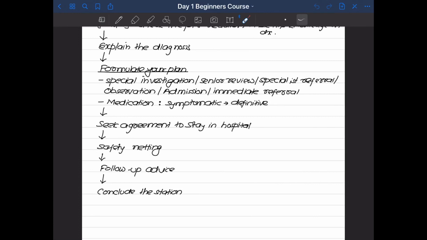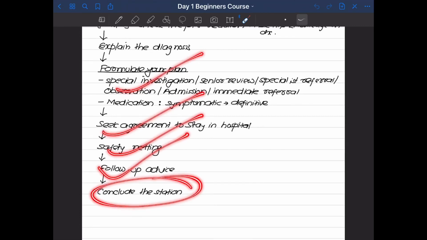For example, you will say, well, now we have to keep you in the hospital, then we need to do the special investigation, then after we confirm the diagnosis, we need to treat you, and after you are okay with that, we'll send you back home with some advice. Then, if the time is very short, you can say, which one would you like me to discuss first? If the patient is concerned about medication, discuss medication, don't talk about the special investigation, discuss the other things. So that is a small trick when the time is very short, but otherwise you have to do everything. You have to formulate your plan, seek the agreement, do the safety netting, give follow-up advice, and conclude the station.